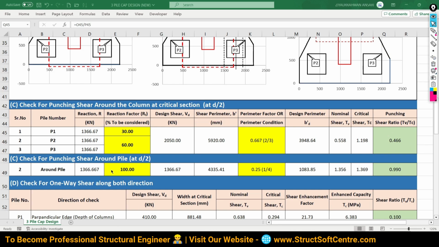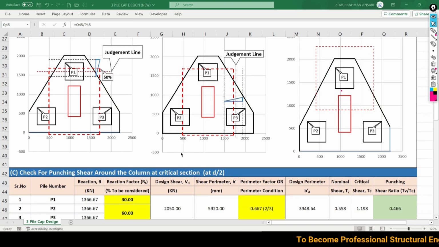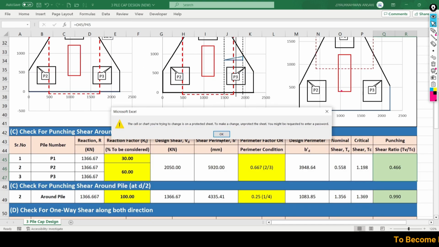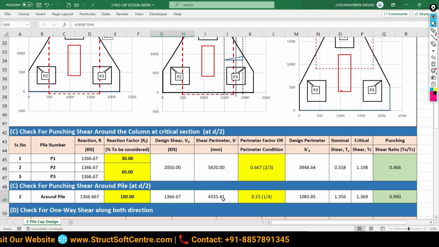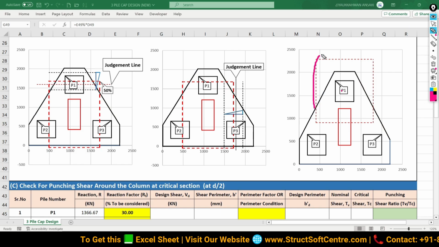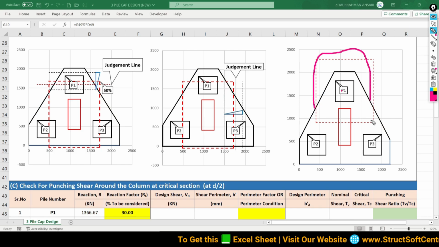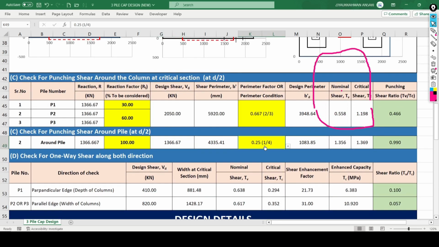Likewise, we have to do the punching shear check around the pile also. So I am going to perform the punching shear check around the pile P1. For P1, 100% reaction we are going to consider basically. Here the total reaction is considered over the shear perimeter, 4335.41 total. But actually, if you look, most of the part is coming outside, only this part is coming inside. So 1/4 I am going to consider as effective for resisting the shear.